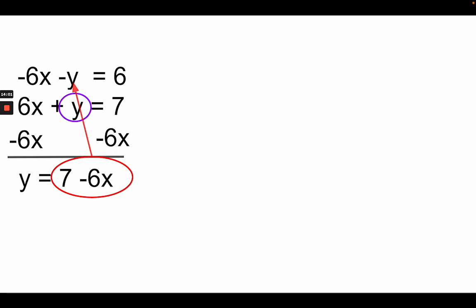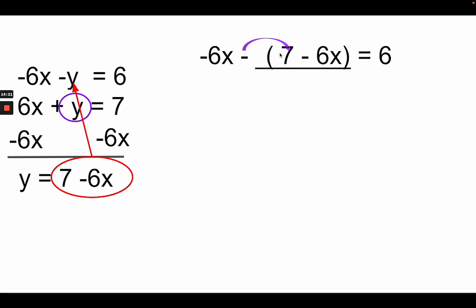So I'm going to write out this equation, but instead of writing the y, I'm going to take this 7 minus 6x and plug it right there. Now, you may look at this and say, oh, there's nothing to distribute. But remember, there's an imaginary negative 1 here. So I'm going to take the negative, and I'm going to distribute this negative to the 7 to make it negative 7. And just take this negative and distribute it to negative 6x to make it positive 6x. I'm going to drop everything else down. I'm dropping down negative 6x and equals 6.